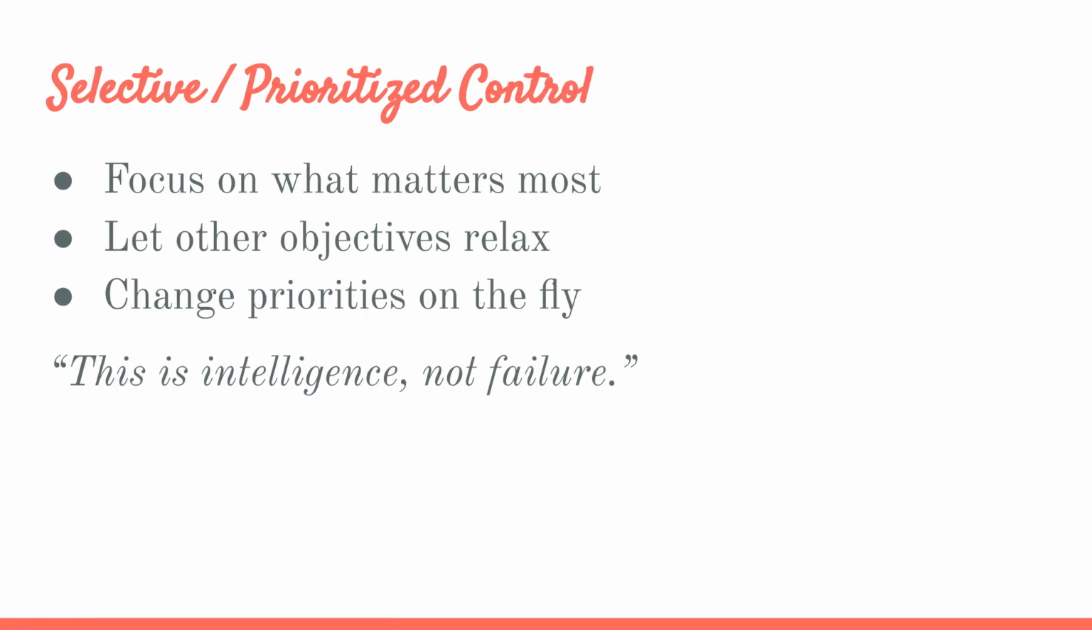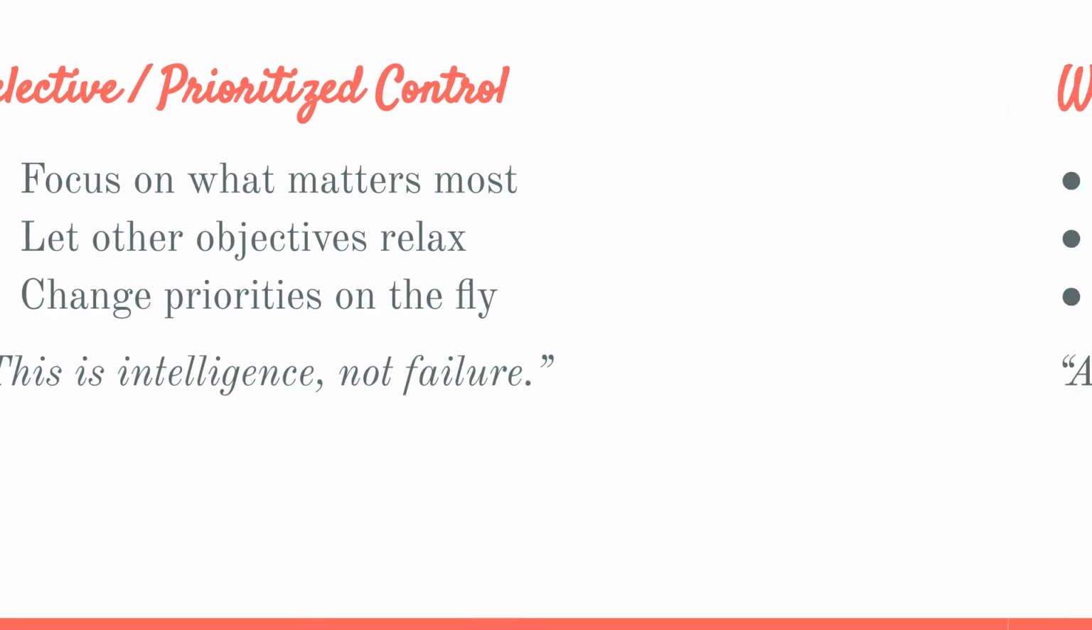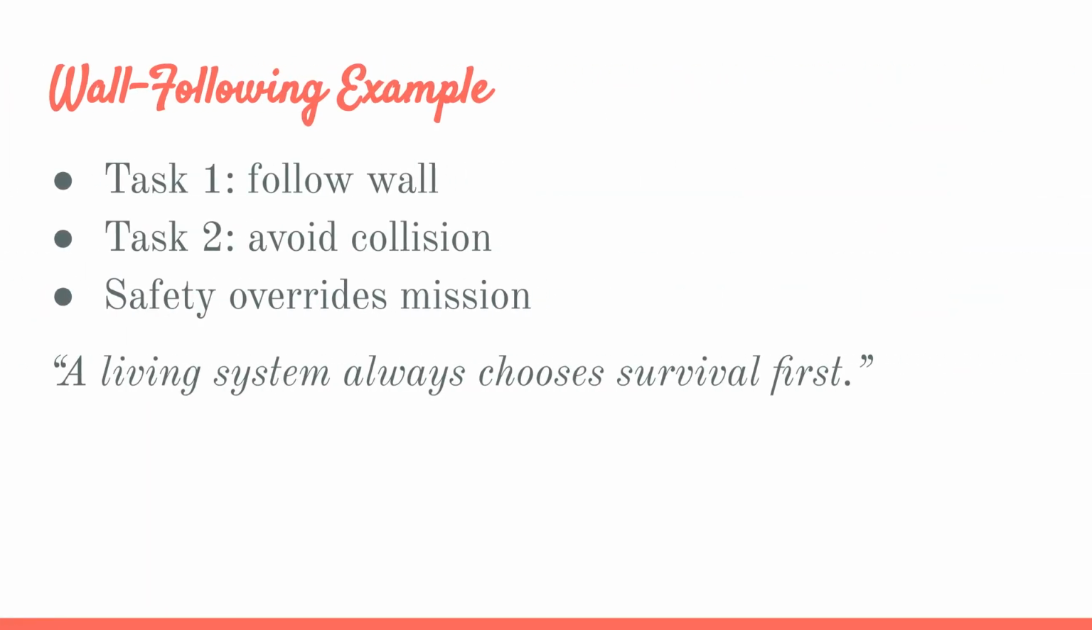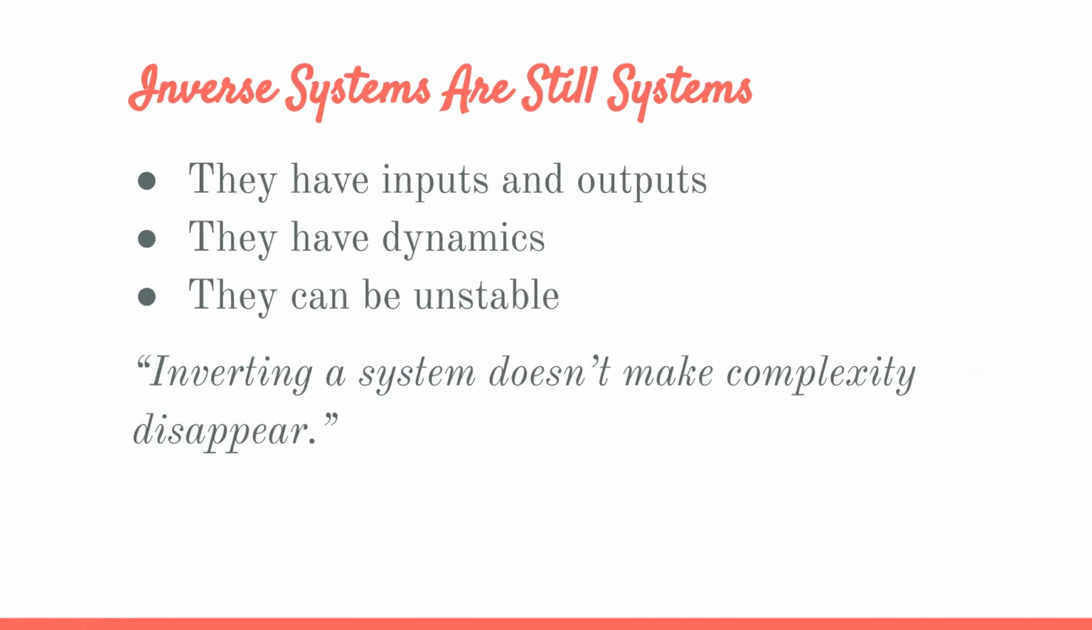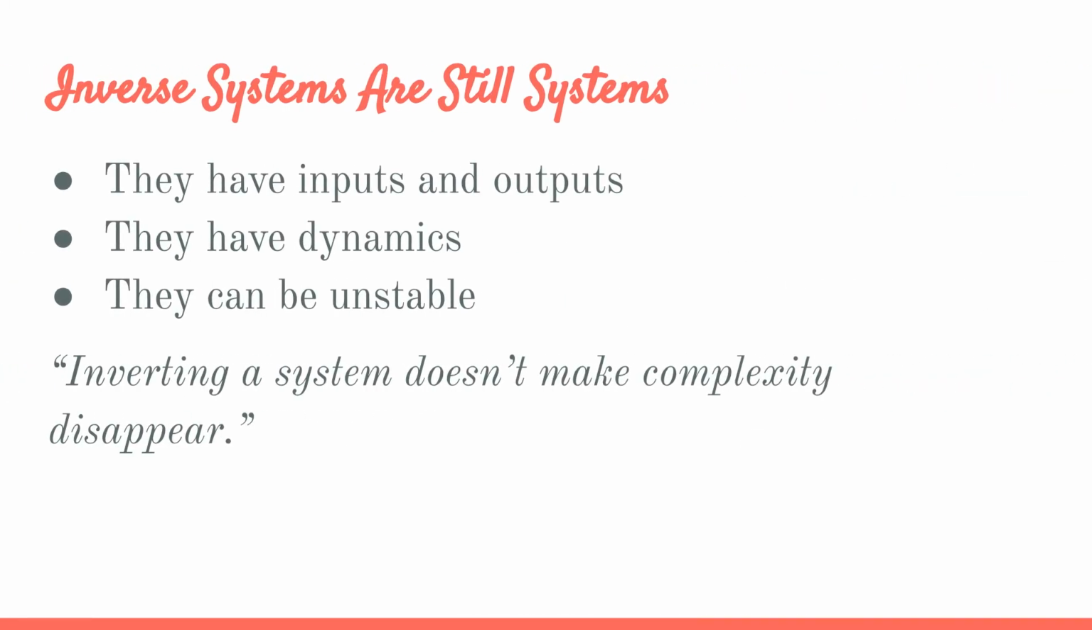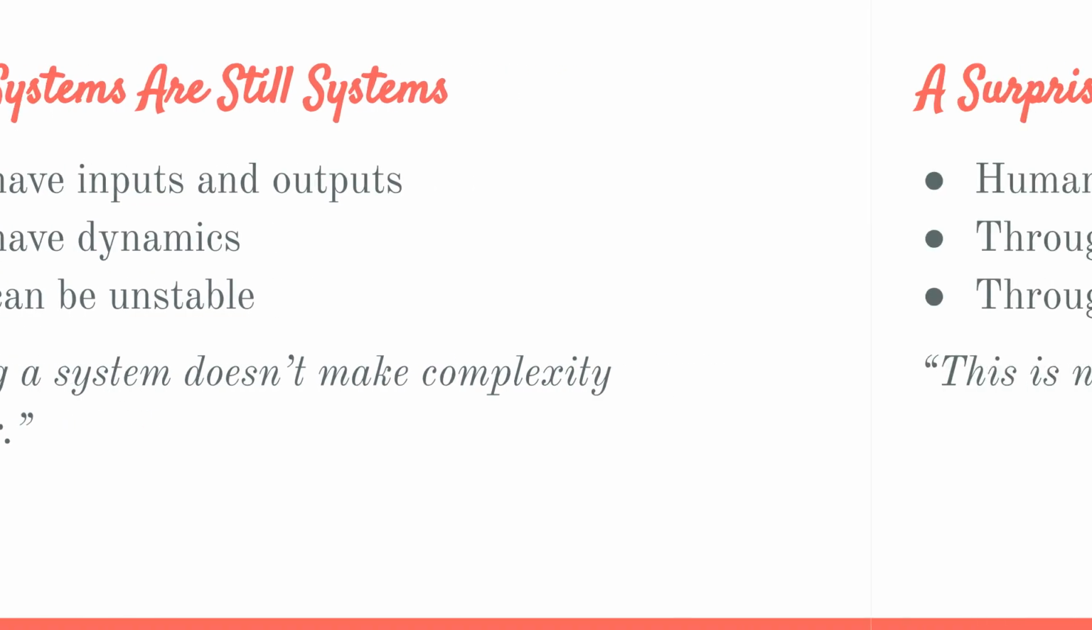Selective or prioritized control means focusing on what matters most and allowing other objectives to relax. Changing priorities on the fly is a sign of intelligence in a system. For a wall-following robot, following the wall is one task, but avoiding a collision with the wall is another. Safety always overrides the mission, as a living system will prioritize survival first. Inverse systems are still systems. They have their own inputs, outputs, and dynamics, and they can be unstable. Inverting a system does not make complexity vanish.